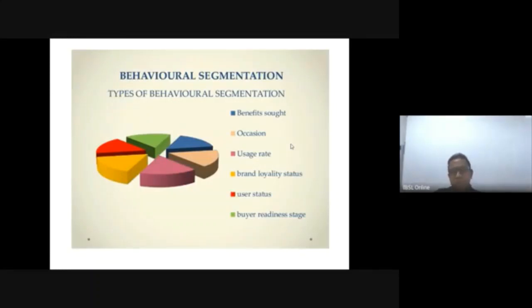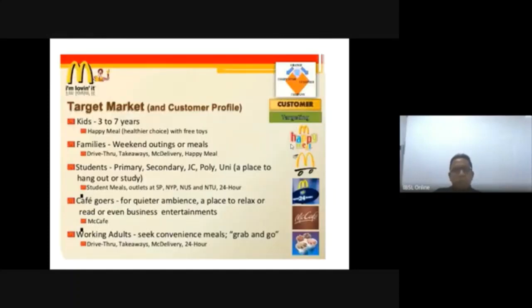So we went through this also. So the variables, the behavioral segmentation variables are this, as we discussed already. Now see how McDonald's target their customers for their burger products. So they have for kids 3 to 7 years, Happy Meals, healthier choice with free toys.